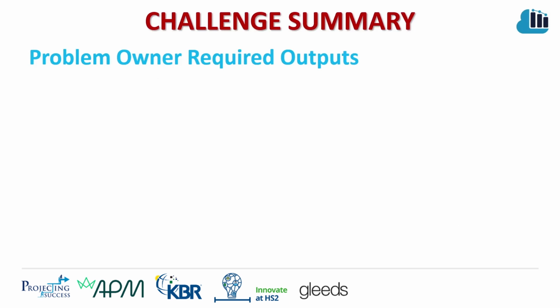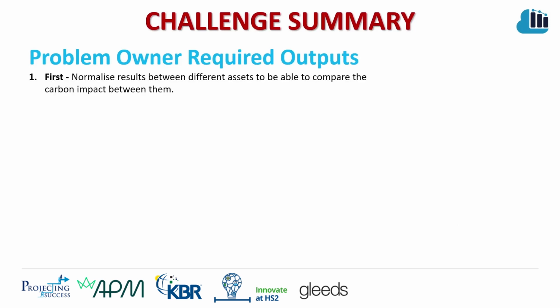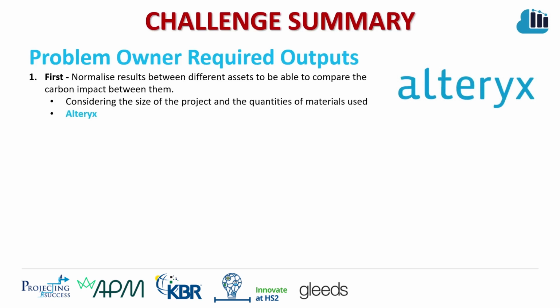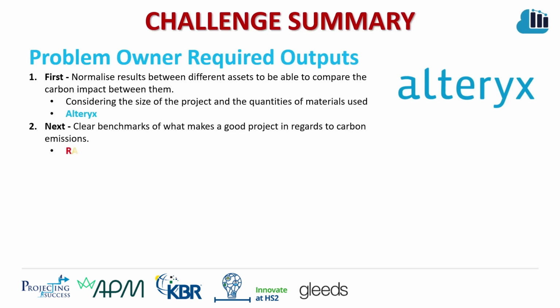This is the overview of the required outputs. First, we must normalize that data between the different output assets to compare the carbon impact between them, considering the size, project, and quantities of materials used. We utilize a tool, we love it, called Alteryx to do that analysis. Next, clear benchmarks of what makes a good project in terms of carbon emissions. We establish a nice RAG rating for the job. Again, we establish that within Alteryx itself.